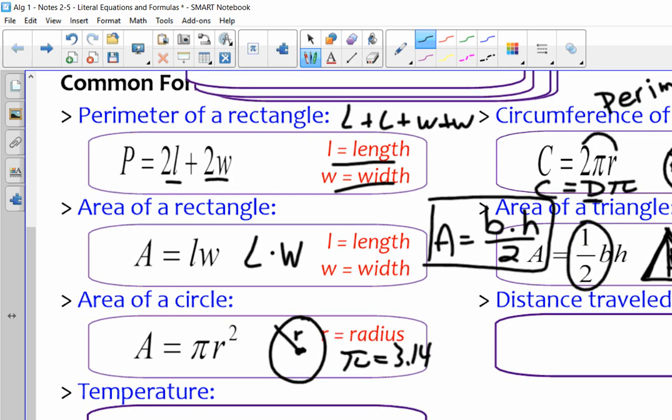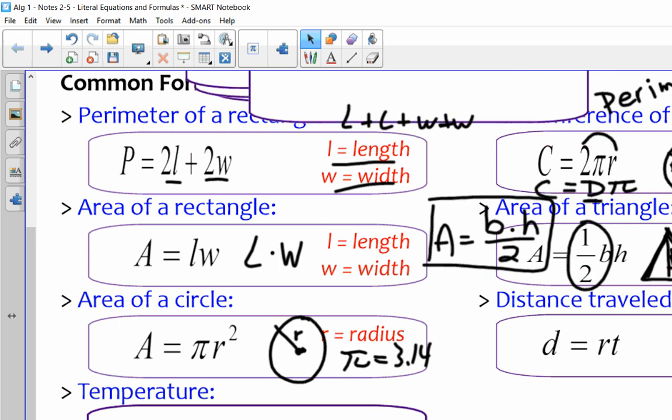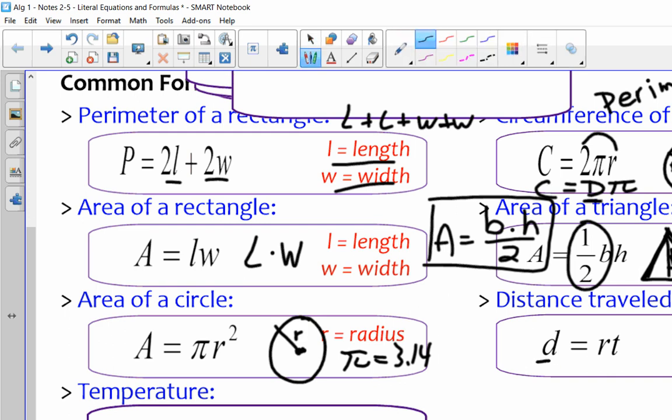Another formula that we use is distance, okay? It's a pretty standard one you use in a lot of different things. D is distance, okay? R is the rate or the speed that you're going, and T stands for the amount of time it takes you that you're doing whatever you're doing.